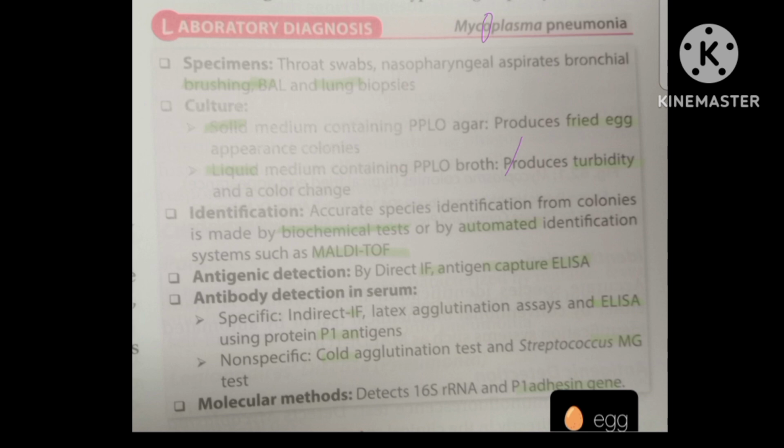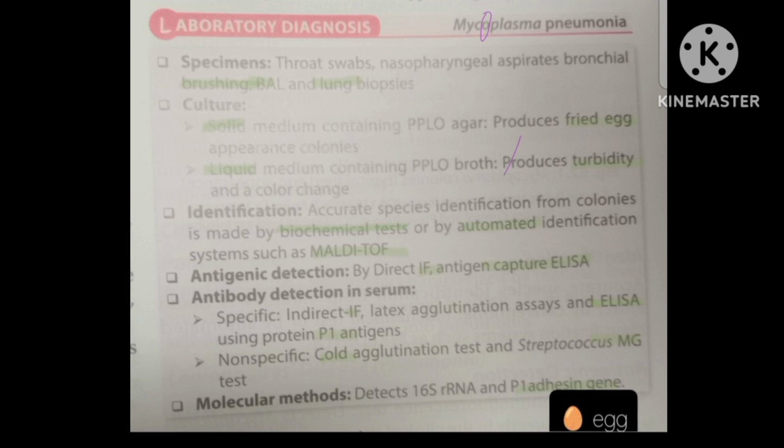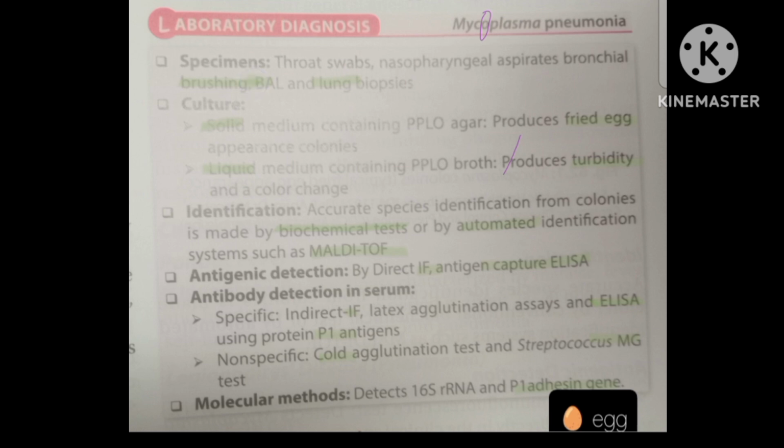In non-specific, since the egg was kept for so long, cold agglutination, and to make it tasty, now you'll put MDH masala, which is Streptococcus MG. Molecular method, you will get P1 adenosine gene. So now revise along with me. For specimens, since it's a respiratory infection, what do you have? You are taking throat swab, nasopharyngeal aspirates, bronchial brushing, very important, BAL and lung biopsies.